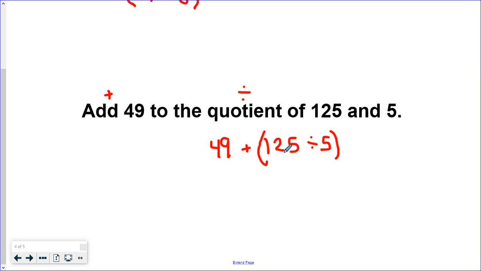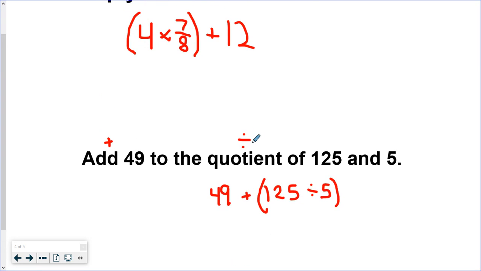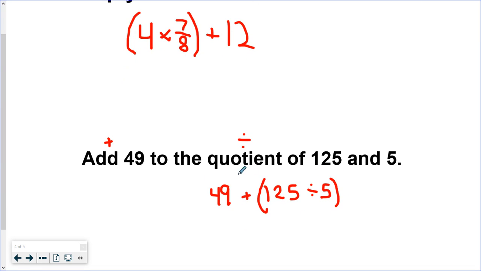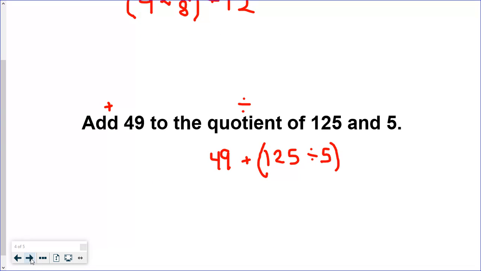Okay, so again, fifth graders, good news. You don't have to find these answers. You don't have to do all this division. You don't have to multiply fractions. Today, you're just writing out the expression. That's all you're doing for today with these particular problems.